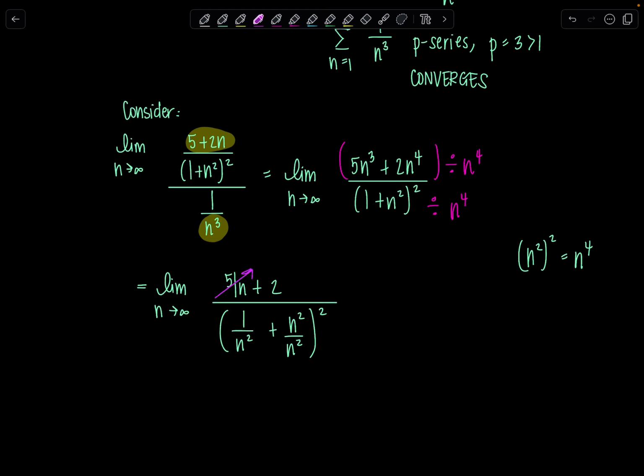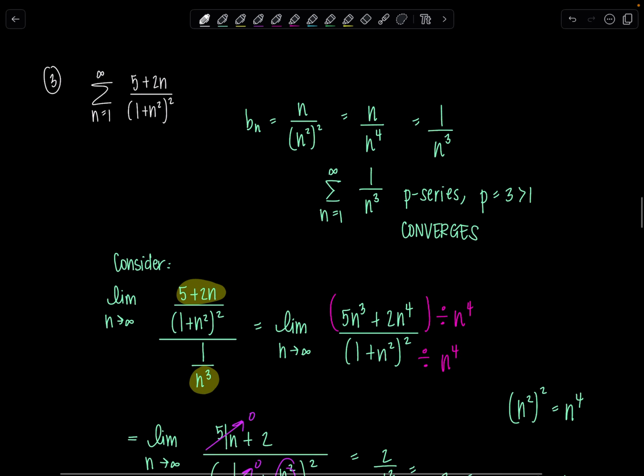5 over n, that goes to 0. 1 over n squared, that goes to 0. N squared over n squared, that's just 1. So what do we have going on here? Is it a hot mess? We've got 2 over (0 plus 1) squared, which is 2, which is finite and non-zero. Perfect. That's all I needed. So then what does this tell me? This tells me that my series does the same thing as the one that I compared it to, a convergent p series. So this must converge also.